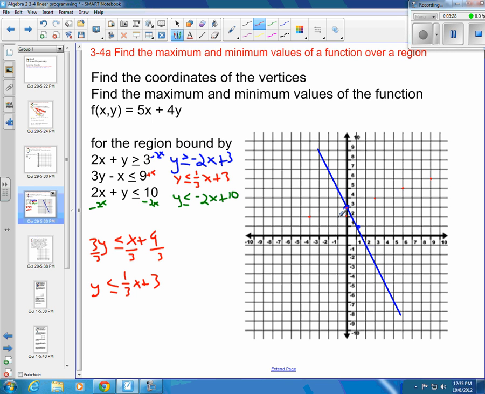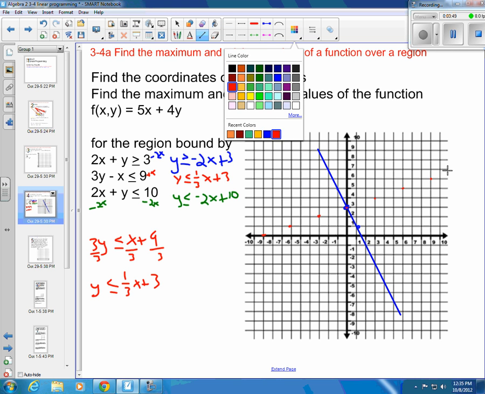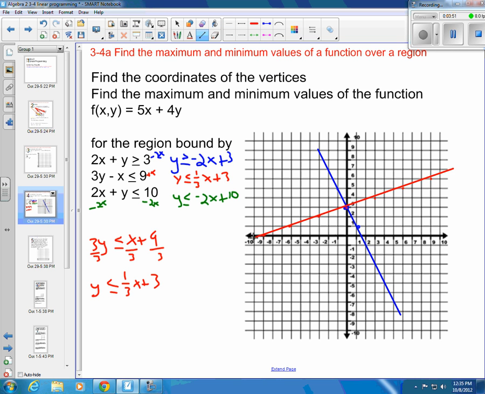Did I go too far? 1, 2, 3. I did go back too far. Down 1, 1, 2, 3. Grab an eraser real quick and get rid of, which one was it? That one. Blue point right there. And then I need a line, and it should be red. And so this one's coming through here.